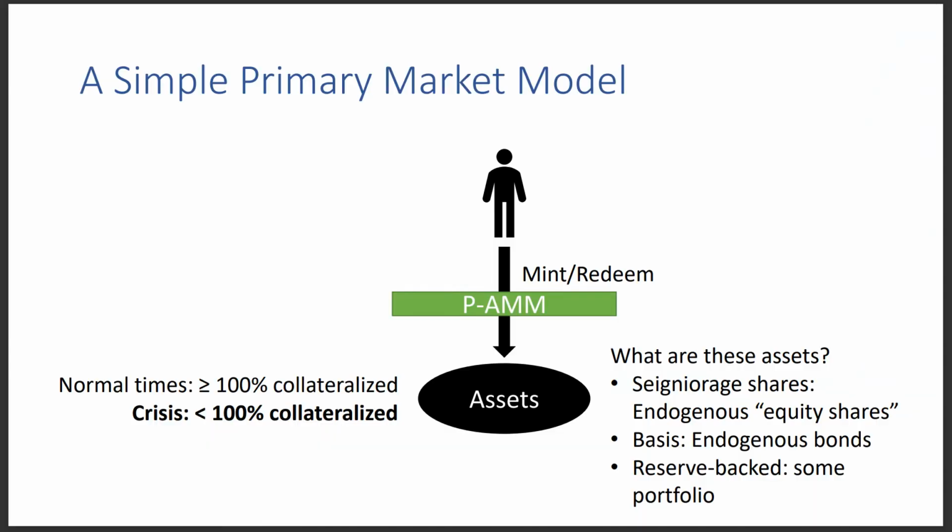Now, what are these assets? This, of course, depends on what the stablecoin is. In a seigniorage share style design, like Terra, for example, or pure Terra, these would be something like equity shares. In something like Basis, this would be like bonds. What's important to note here is that these assets are kind of endogenous. They are very tied to the value of the stablecoin itself. And in reserve-backed systems, like how we designed Gyroscope, it's a portfolio of some other assets.